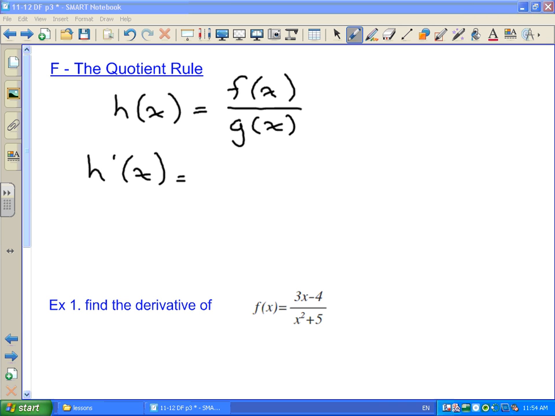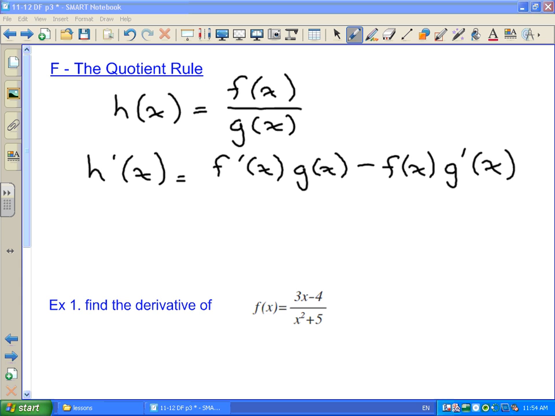The derivative of h of x is going to be f prime of x times g of x, minus f of x times g prime of x. So that part is very similar to the product rule, but we also have to divide this whole thing by g of x squared.